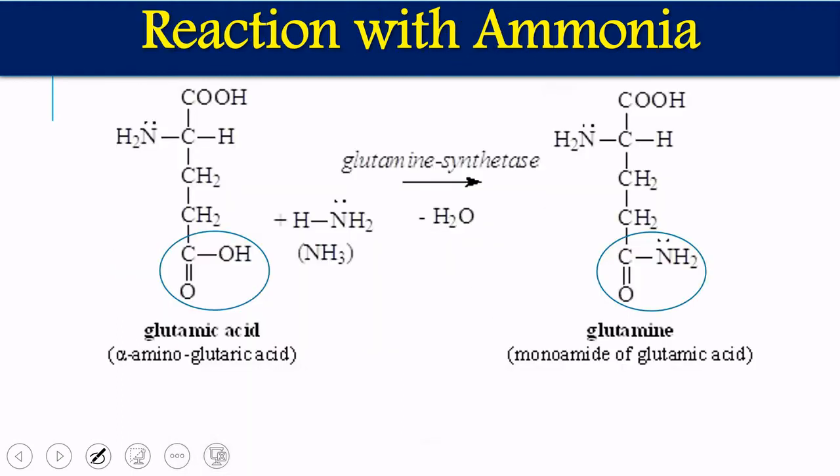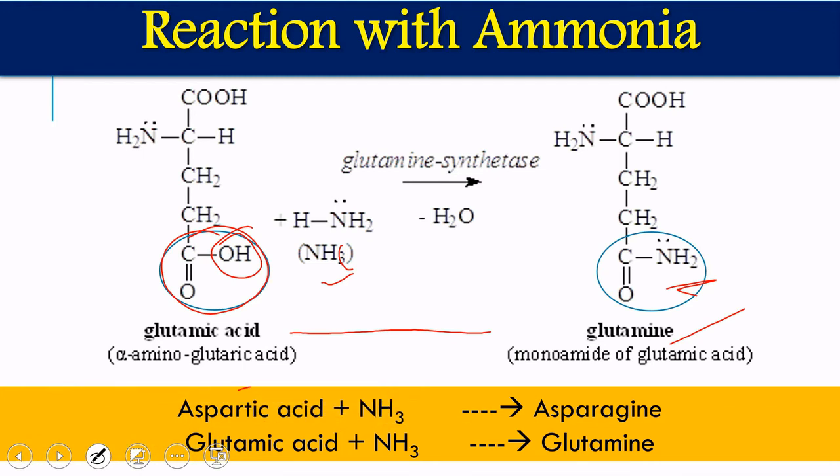Then the reaction with ammonia. Ammonia is NH3, which is alkaline in nature, and this is the acid. So whenever the carboxylic group reacts with ammonia in the presence of specific enzymes, it gives us the corresponding amine. H2O is lost, one H from here and this OH, and ultimately the amine forms. So glutamic acid gives glutamine, and aspartic acid gives asparagine. That is the reaction with ammonia.